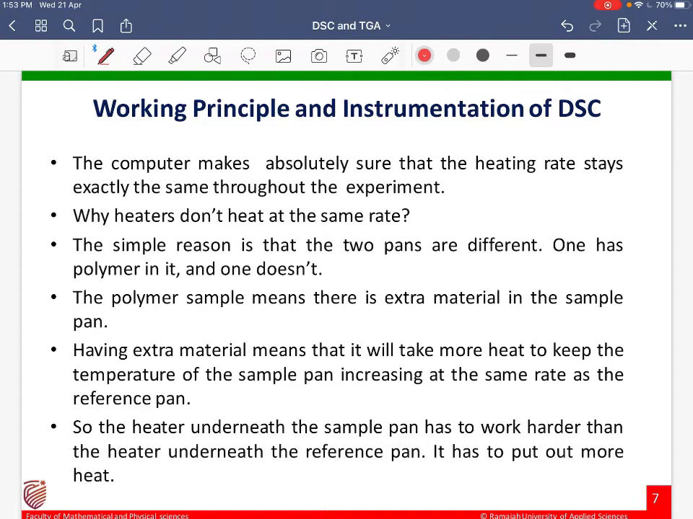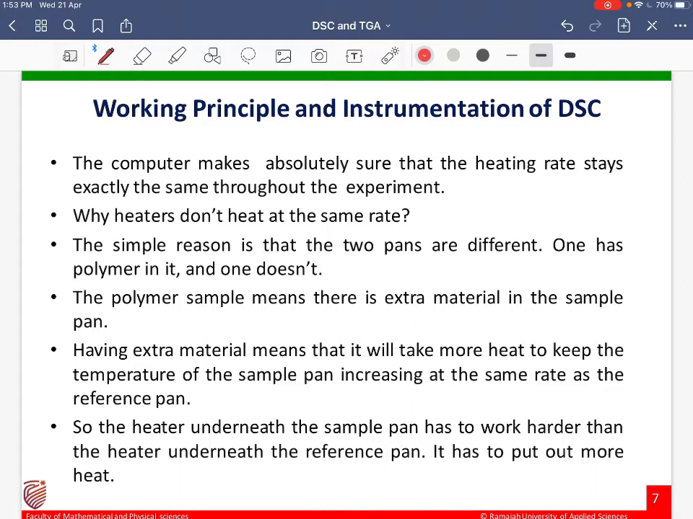Why don't the heaters heat at the same rate? The simple reason is that the two pans are different. One has the polymer or sample in it and the other one doesn't. Having extra material in the sample pan means that it will take more heat to keep the temperature of the sample pan increasing at the same rate as the reference pan. So the heater underneath the sample pan has to work harder than the heater underneath the reference pan. It has to put out more heat.